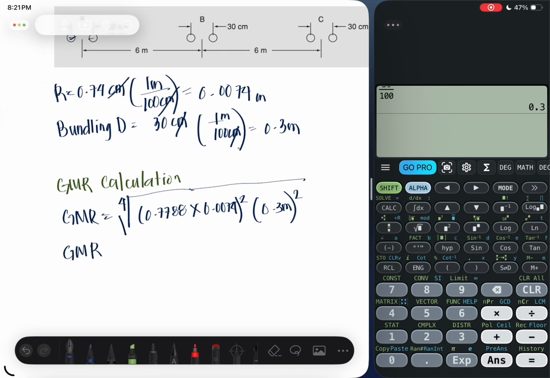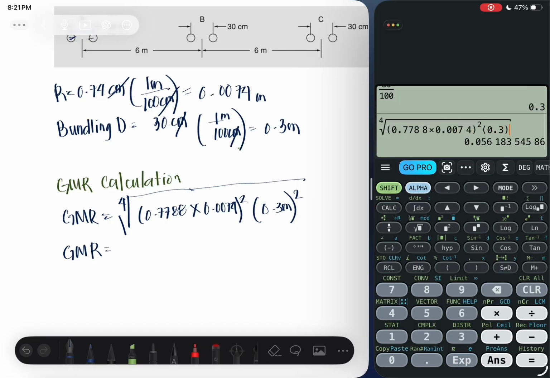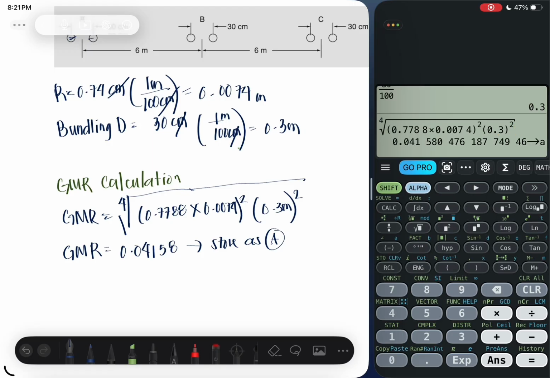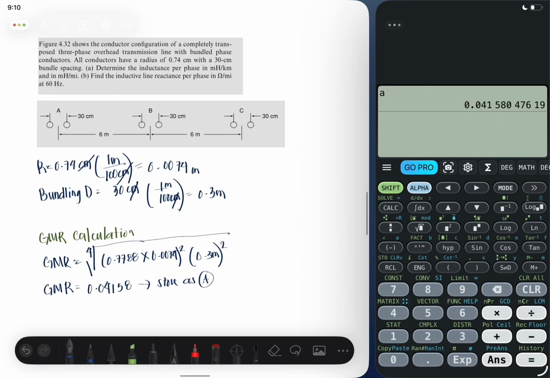When a phase consists of a composite conductor made up of multiple strands, this logic scales up. The total GMR is calculated by taking the n squared root of the product of all n squared distances between the individual subconductors, where the distance of a subconductor to itself is replaced by its own shrunk radius, r.